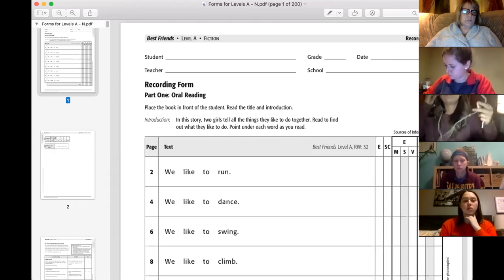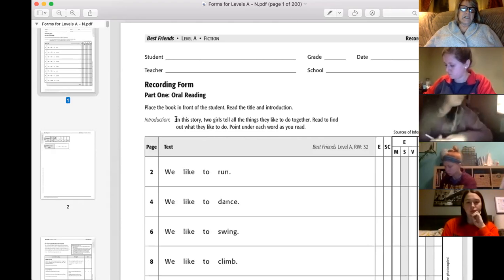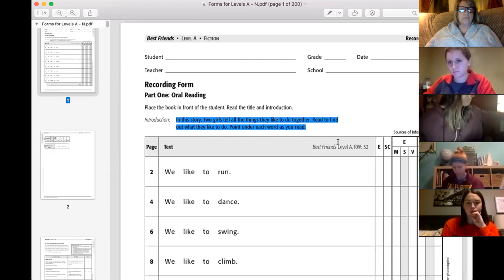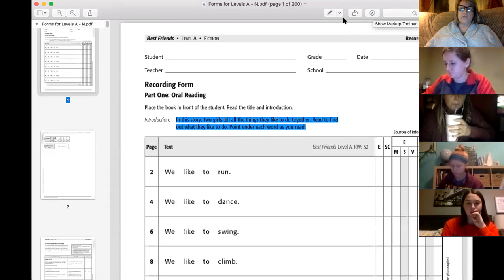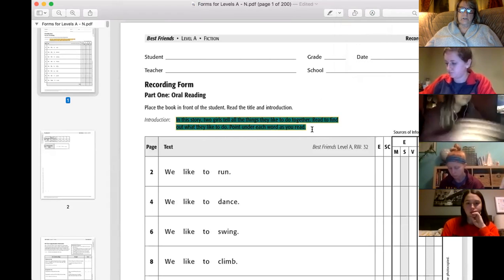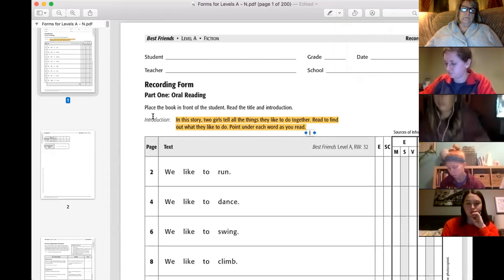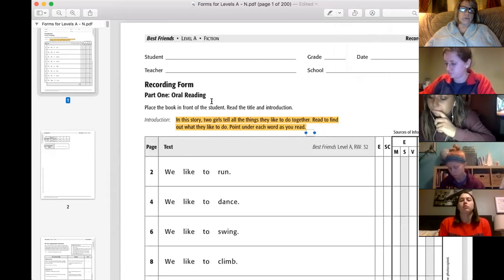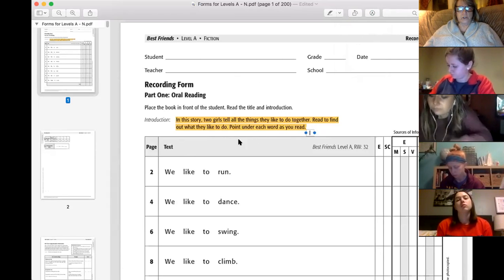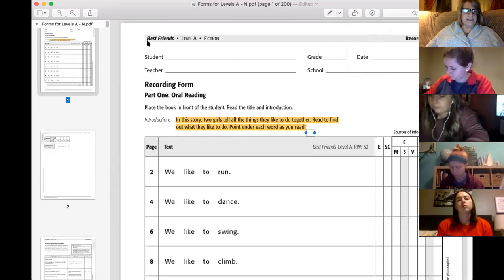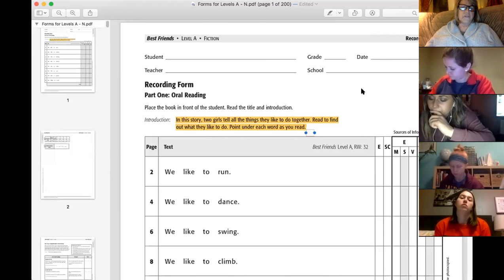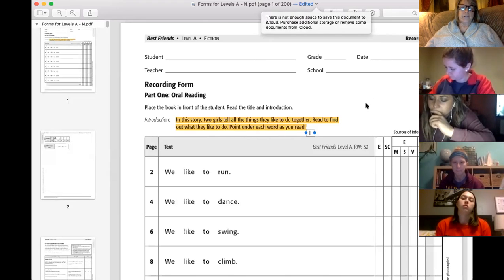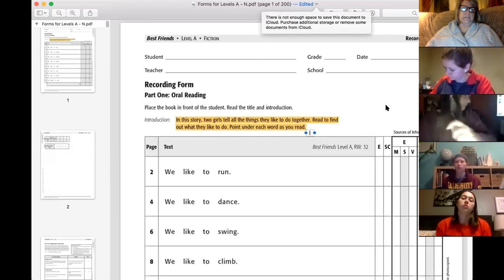So how do you administer? As you can see, this is also written on the front cover of the book. There's an introduction. So your job is to read this introduction to the child. For this one, it says right here, place the book in front of the student. Read the title in the introduction. Best Friends. Hey, Sally, we're going to read Best Friends. And then you read, in this story, 2 girls tell all the things they like to do together. Read to find out what they like to do. Point to each word as you read.